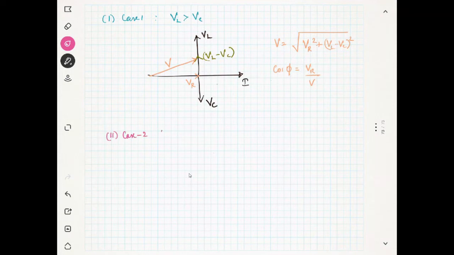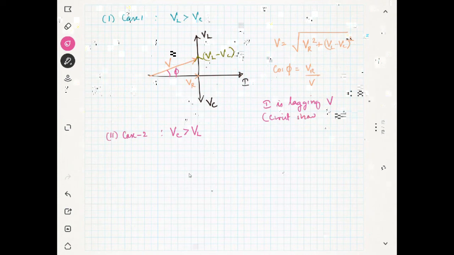Case 2, that means VC is greater than VL. Now what is the situation? The voltage is leading the current, or we can say I is lagging the voltage. Am I correct? Yes, sir. If I is lagging the voltage, the circuit will show which nature? Inductive or capacitive? Inductive, sir. Yes, the circuit shows inductive nature.